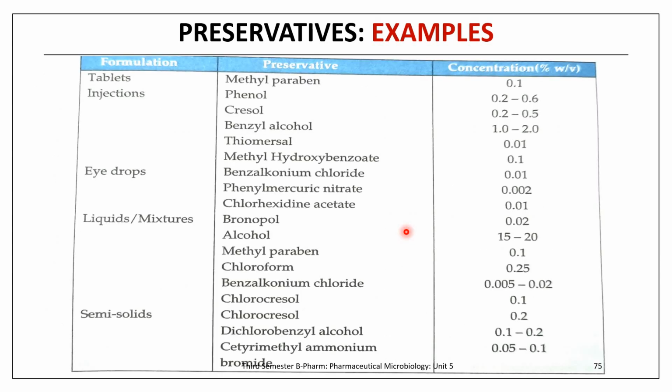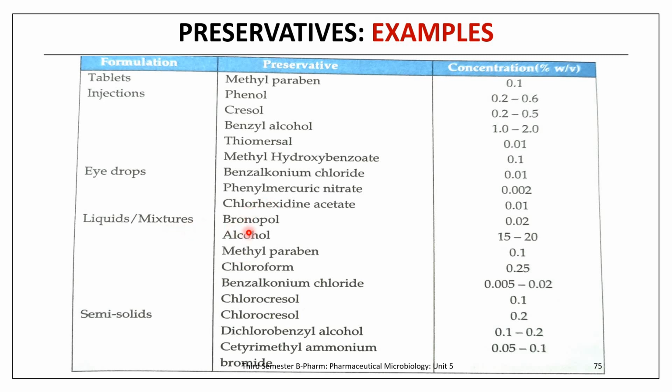Now there is another class of antimicrobial preservatives which are used for some specific formulations. For example, in case of tablets, we will use methyl paraben with a concentration of 0.1%. And in case of parenteral preparations or injections, we will use phenol, cresol, benzyl alcohol, thiomersal, methoxyhydroxybenzene. Only these are the official preservatives used in injections. And in case of eye drops, benzalkonium chloride, phenyl mercuric nitrate and chlorhexidine acetate. These are examples of preservatives used in eye drops.